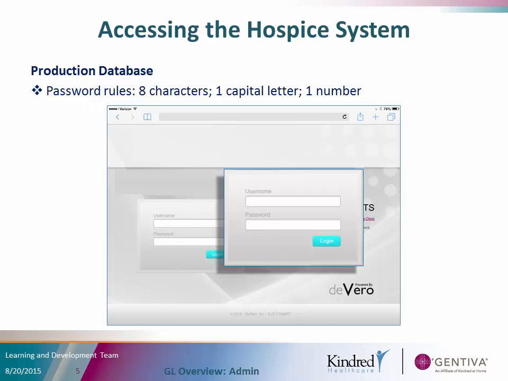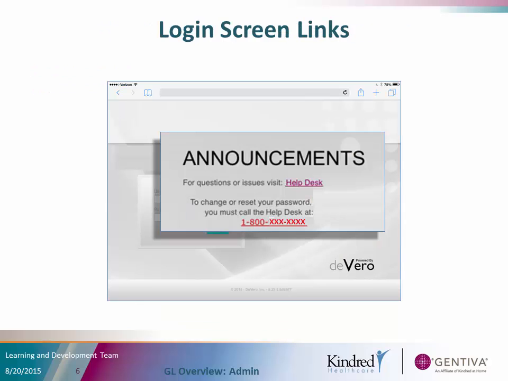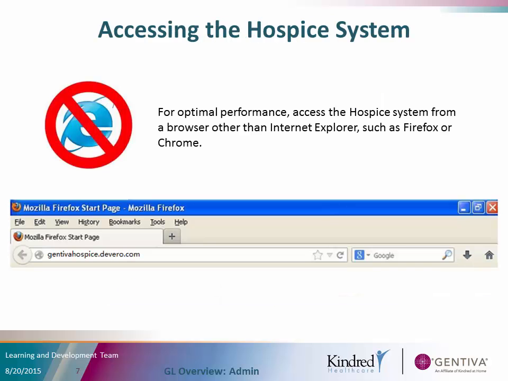Closer to your go-live date, you'll receive a second email containing the link for the live database, referred to as production. Again, you will be prompted to change the temporary password, and the same password rules apply. On the login screen, in addition to the regular login fields, username and password, is a link to the help desk website. This link is also available at the top of every screen. Although Internet Explorer is your default browser, it is not recommended for accessing this system. For optimal performance, use a browser such as Firefox or Chrome.